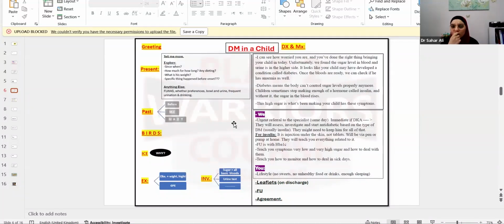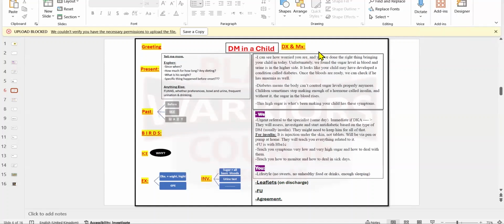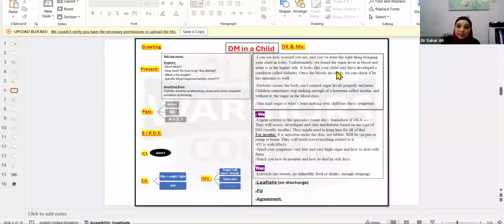So we have two types of diabetes, right? Type 1 and type 2. What usually is the type of diabetes in children? Type 1. Could it be type 2? It could be. How to suspect it's type 2? Obese child. Obesity. Obese child, and something else.